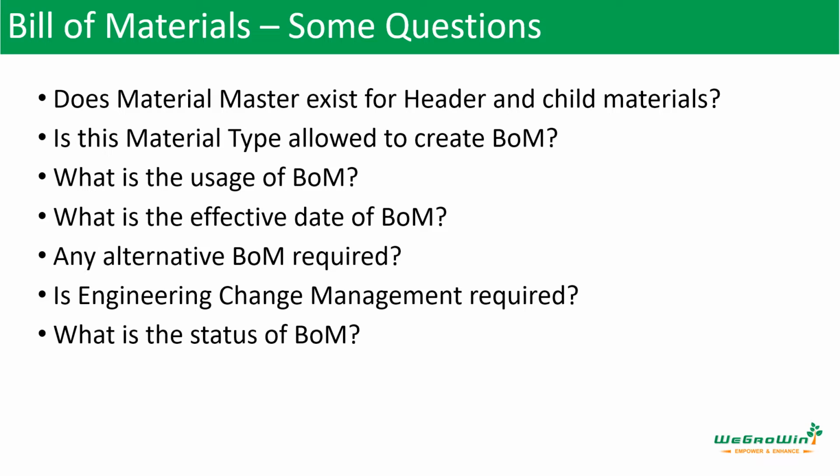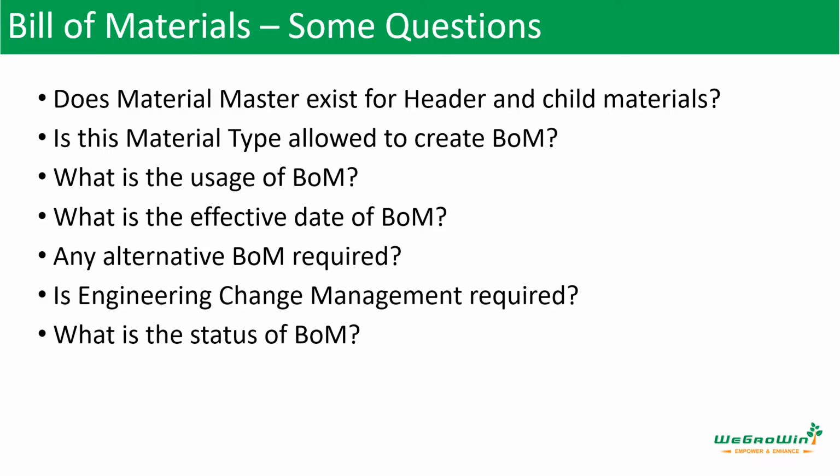When you create the bill of material, we need to ask some basic questions before we work on it. First, we need to check whether the material master exists for the header and the child materials, and whether the material type is allowed to create a BOM. For example, for some consumables or stationery items, there may not be a BOM. But for finished goods or semi-finished goods, we need to create the BOM. So you have to check what the material type is, and whether it is allowed. Because when you create a bill of material, sometimes we face errors. To understand the errors, these are the points we need to ask ourselves to find the solution.